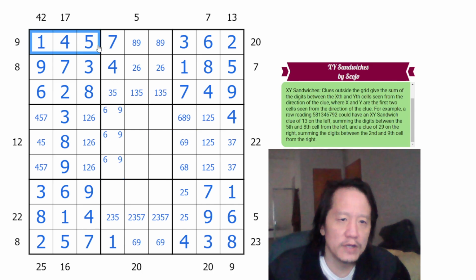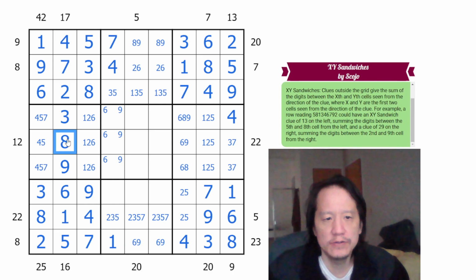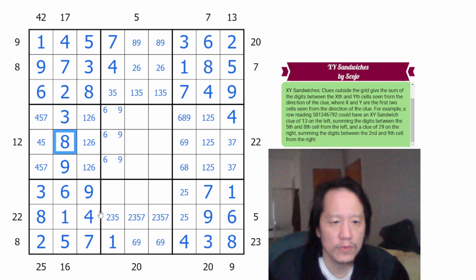Okay, so this 1, 4, so this is all done. 2 and 6 adds up to 20. That's all done. 7, 9 adds up to 8. That's done. 5 and 8 adds up to 7, which is done. This is 8. 8 and 1 is done. 2 and 5 is done. 2 and 8 is done.